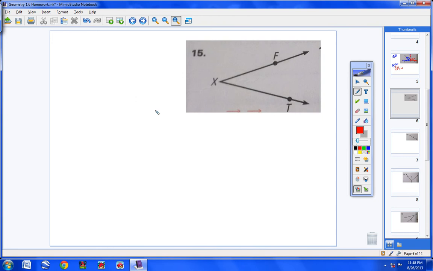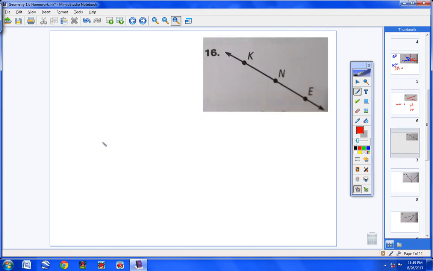Numbers 15, 16, and 17 name the vertex and the sides. So the vertex of this angle would be vertex X right here, and the sides of this angle would be ray XF and ray XT. Do you see it? Ray XF and ray XT. That's how you would name those sides. Okay, how about this one?